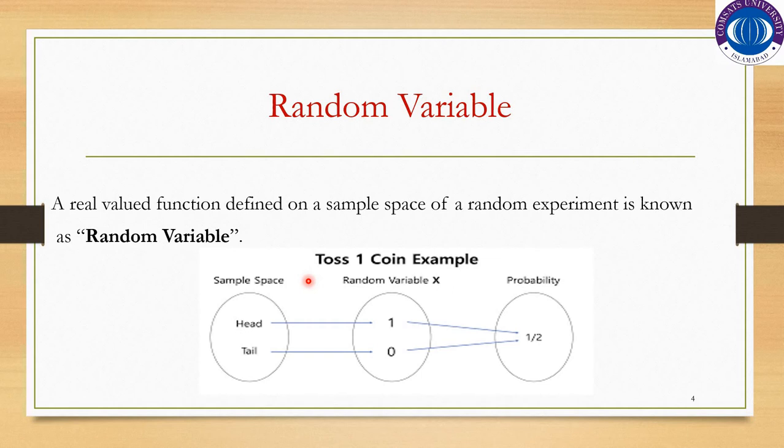Now, we define two real values, 0 and 1, corresponding to this sample space. 0 denotes tail. When we toss a coin and tail occurs, we will represent it by 0. And when we toss a coin and it turns out as head, then we will represent it by 1. Then this is a real valued function, and we will say that it is a random variable. To represent a random variable, we always use capital alphabets, and usually they are the last alphabets.